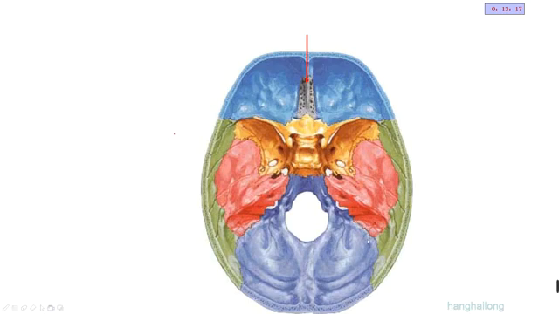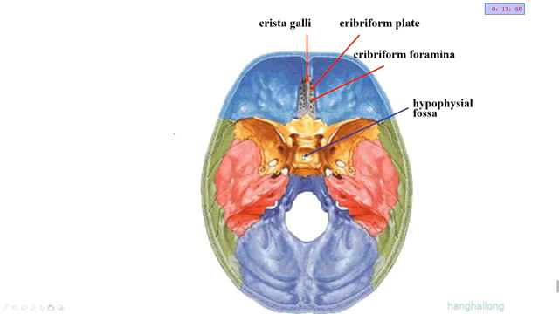Now, let's have a review of the structures we have just studied. First, what's this? Crista galli, yes. This plate is the horizontal plate or cribriform plate. On this plate are many small foramina, the cribriform foramina. In the center is a fossa, the hypophysis or hypophyseal fossa. And there is a canal communicating to your eye, the optic canal.